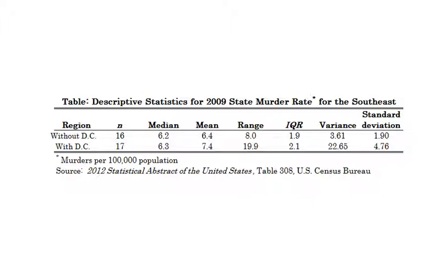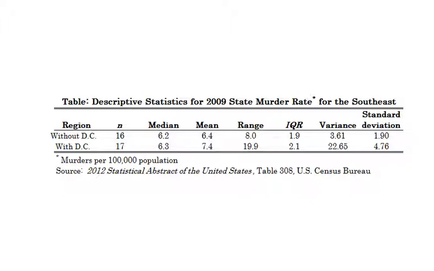And now look at the variance and standard deviation. The standard deviation is less than half of what it was when the District of Columbia was included. This tells me that my descriptive measures for the mean, the range, and the standard deviation and variance are being heavily influenced by just that one case, the District of Columbia.